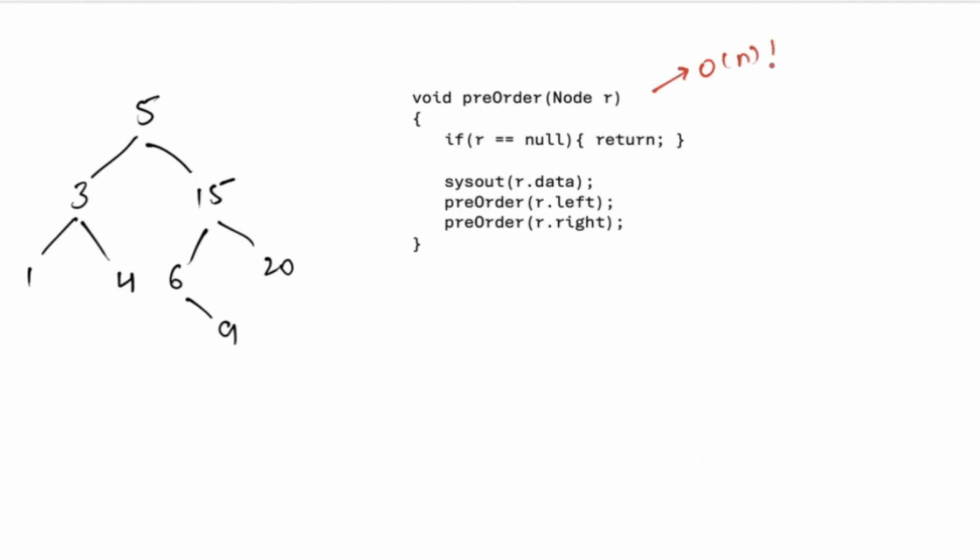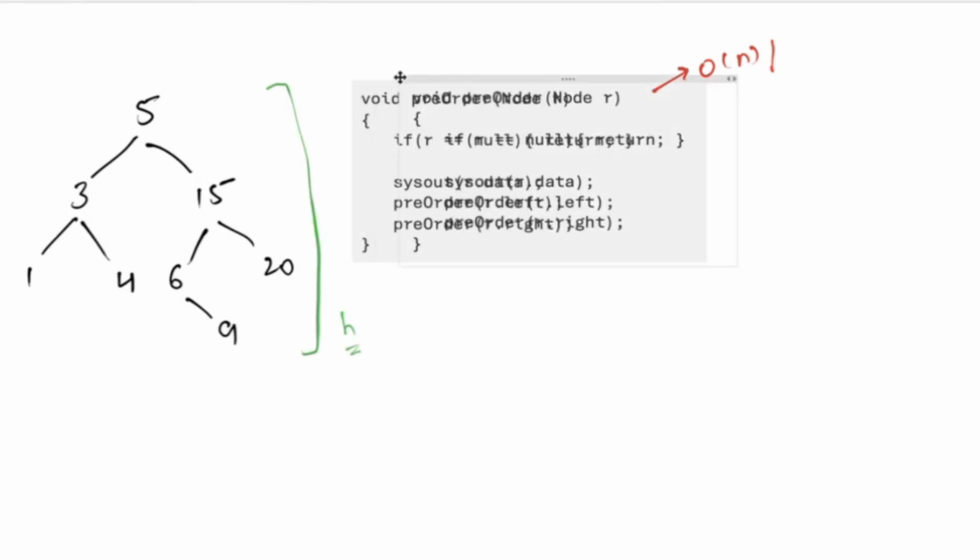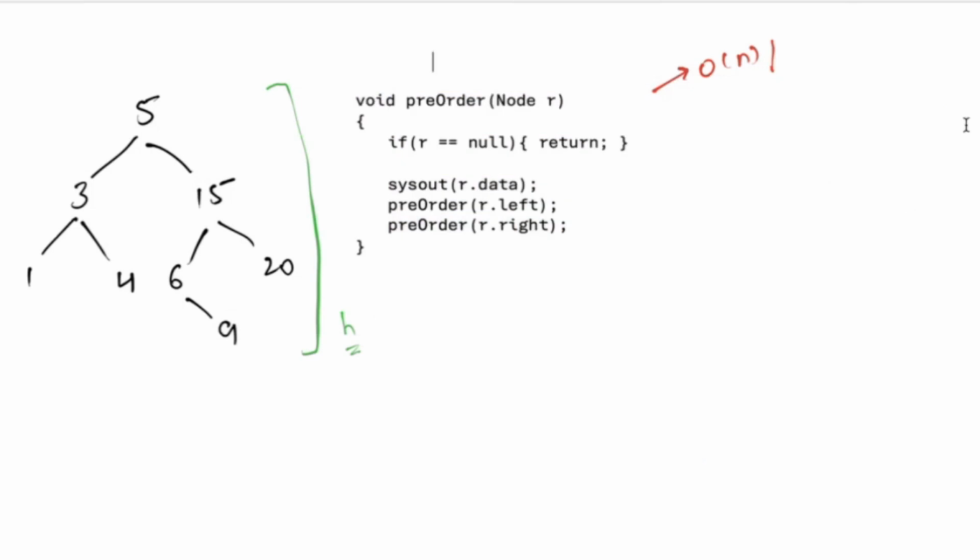Can I say that the exact memory taken will be equal to the height of the tree? Yes, true. So can I say that if the tree is balanced, then the memory taken will be O of log n?